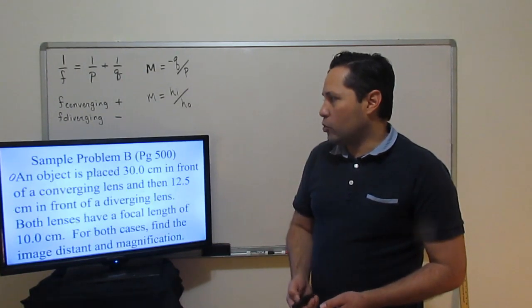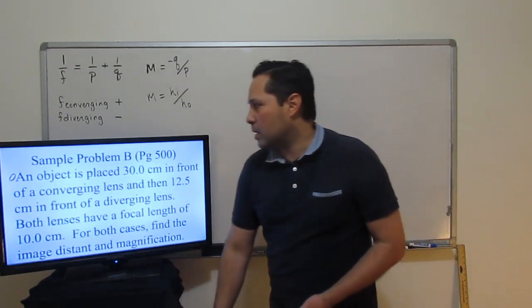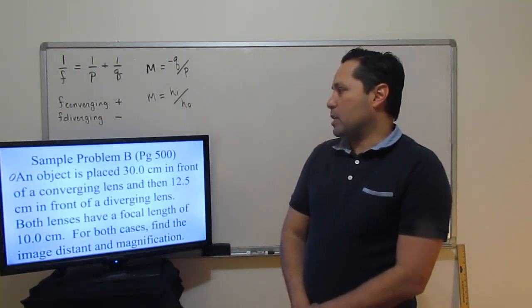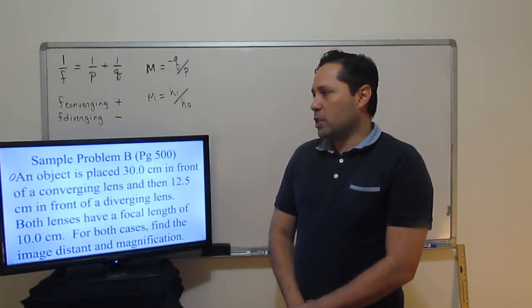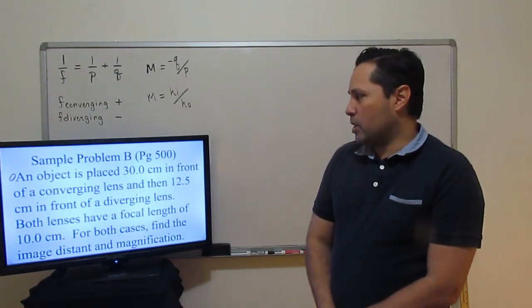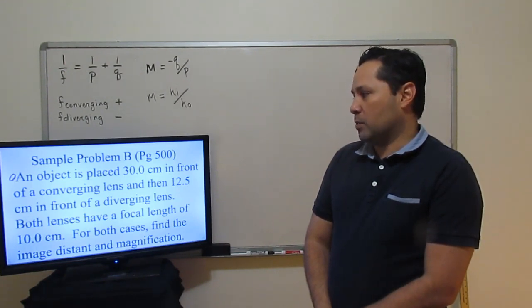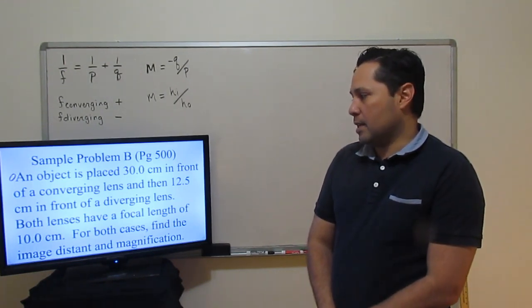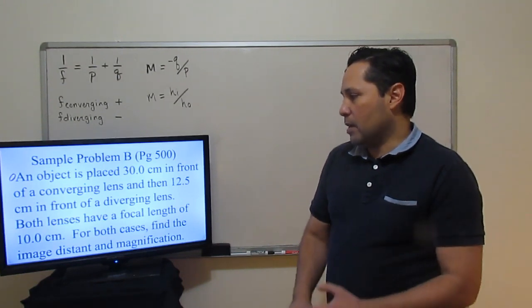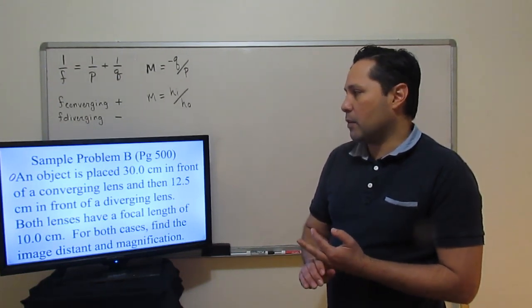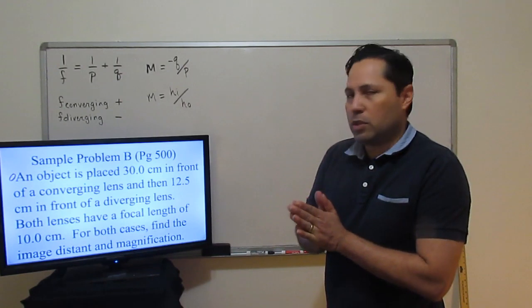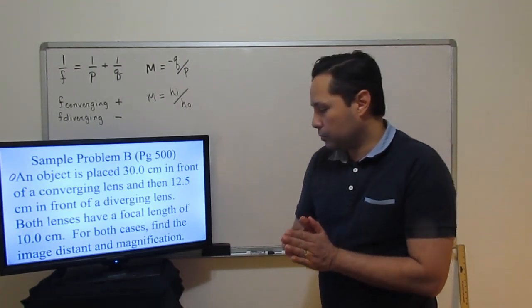Alright, so let's go ahead and solve some problems. Our first problem is sample problem B out of page 500 of your textbook. It says an object is placed 30 centimeters in front of a converging lens and then 12.5 centimeters in front of a diverging lens. Both lenses have a focal length of 10 centimeters. For both cases, find the image distance and the magnification. Alright, so let's go ahead and get to work on this problem.